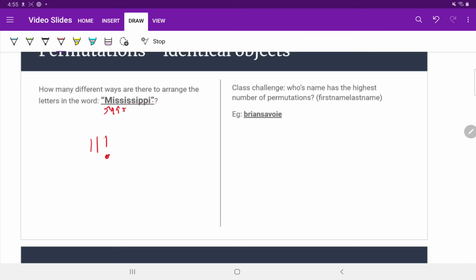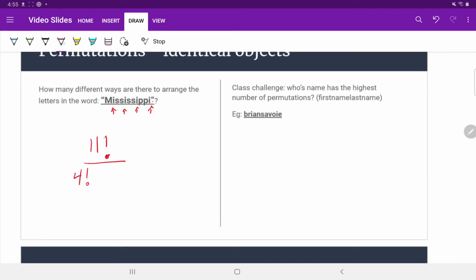So if I have 11 letters and I want to figure out how many different ways there are to arrange them, there are 11 factorial ways of arranging them. However, these I's, I cannot tell the difference between. So I've got 4 I's here, so I have to divide out the 4 factorial permutations that have just the I's being switched around because they look the exact same to me.